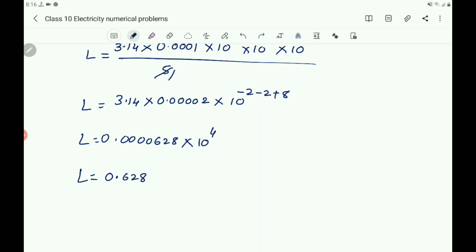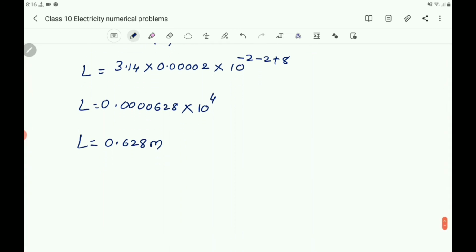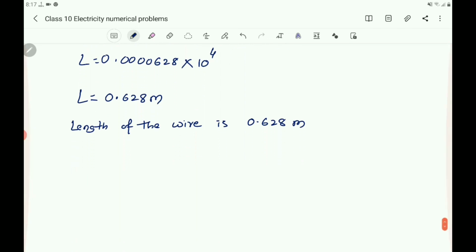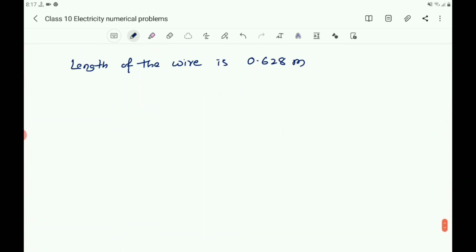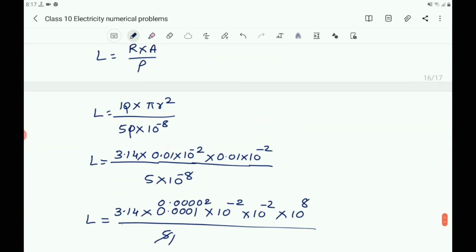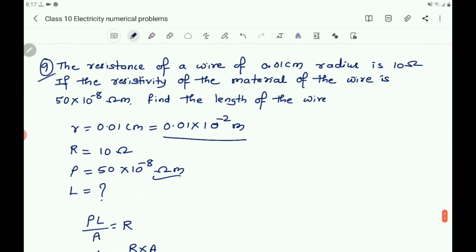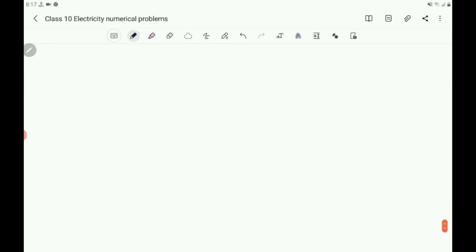So 0.000062 into 10,000, you will get 0.628 meter. Then what is the length of the wire? Length of the wire is 0.628 meter. Next, let us take the 10th question. 9th question is solved. Next, you take the 10th question.